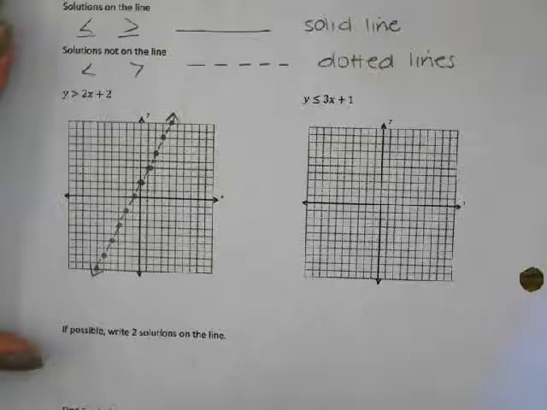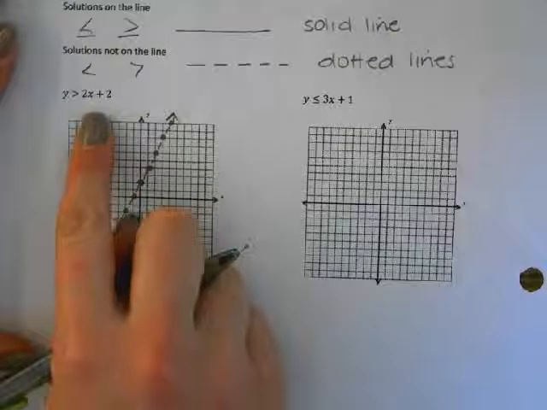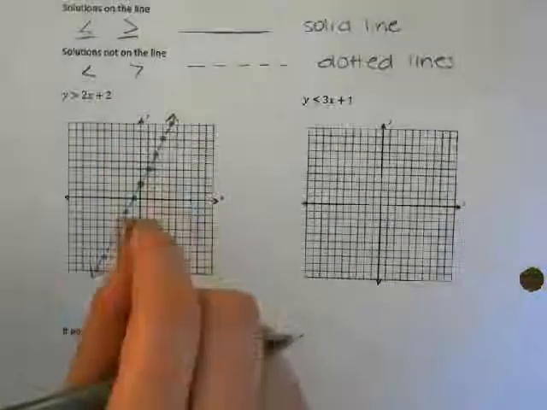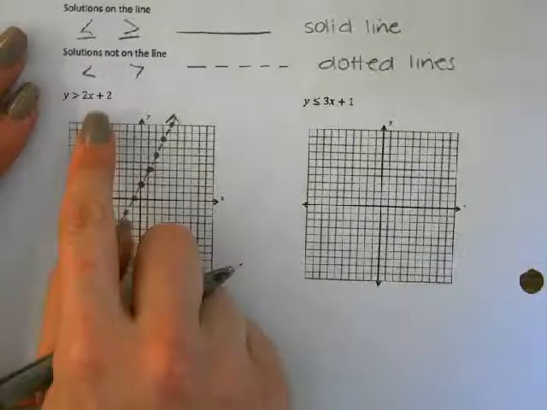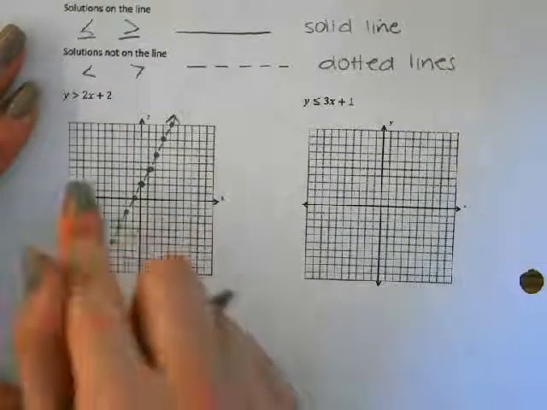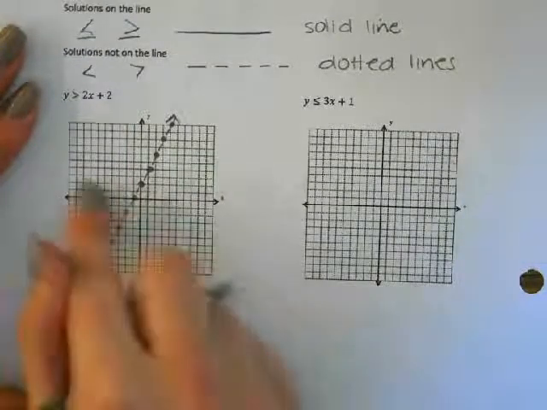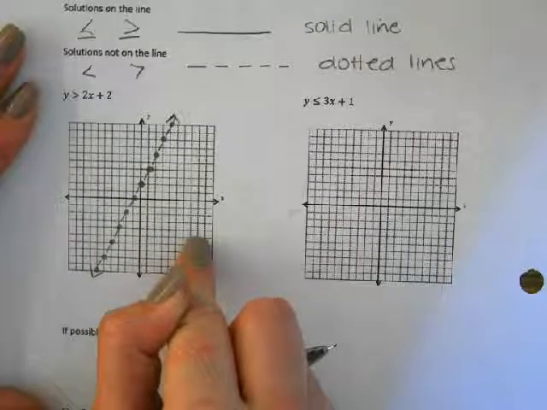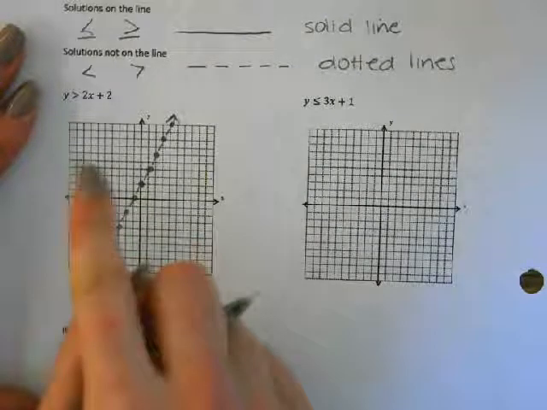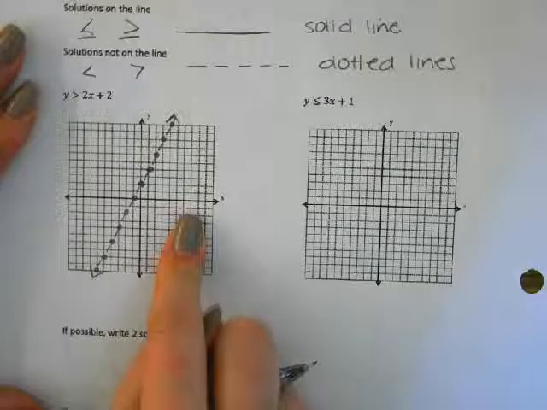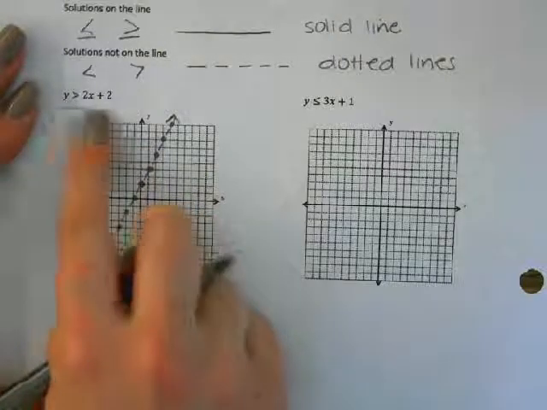Shade greater than. It depends on the format of the problem. It depends if it's y equals mx plus b or the standard form. So what I typically do is I pick a point on one side of the line, because you're going to have solutions either on the left side of the line or the right side of the line. And solutions are going to make this true.